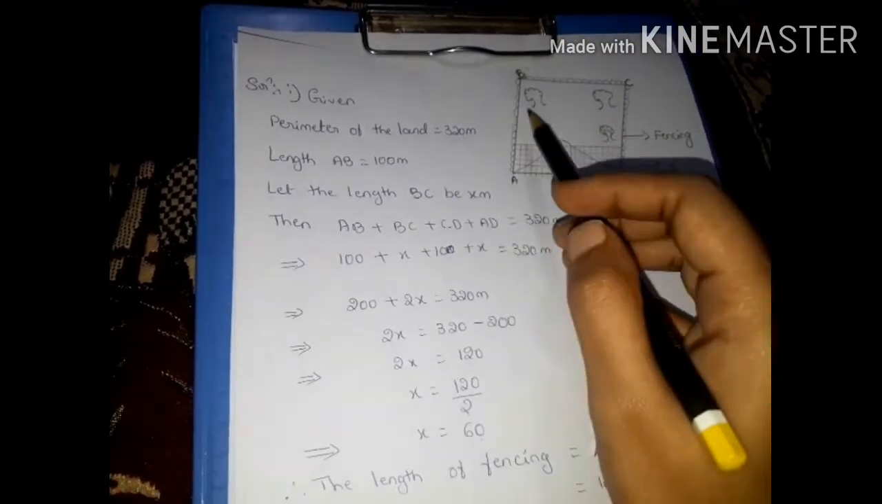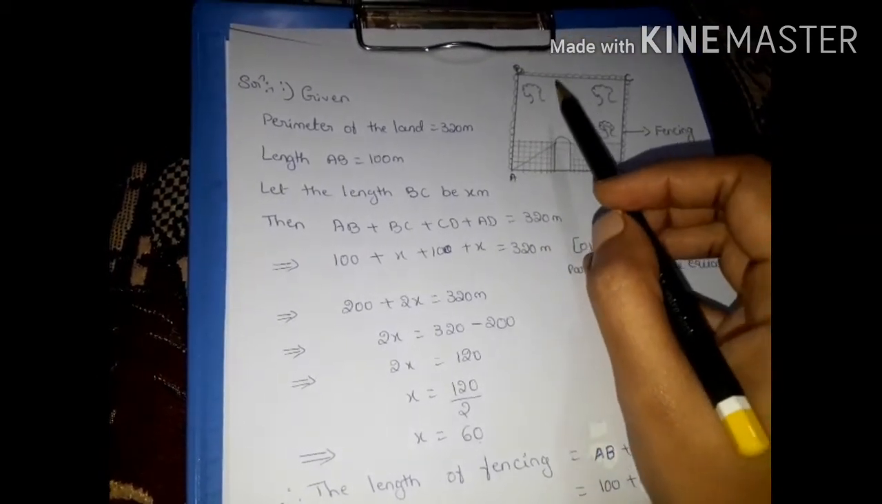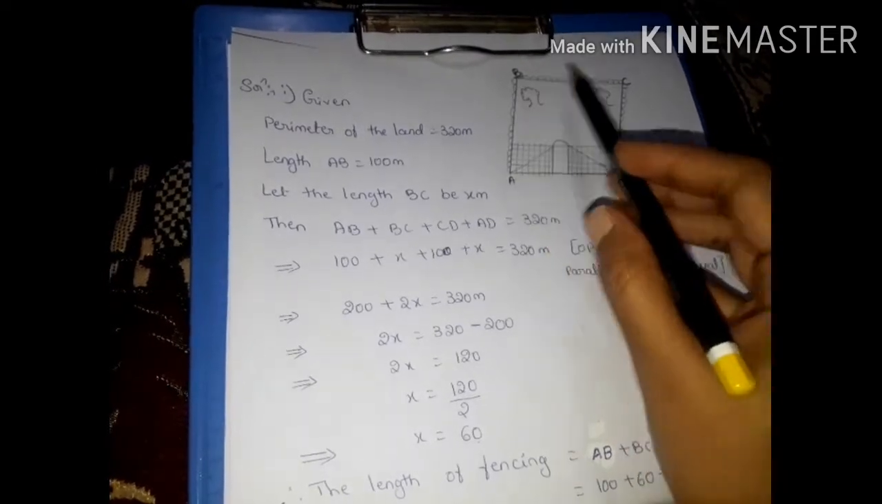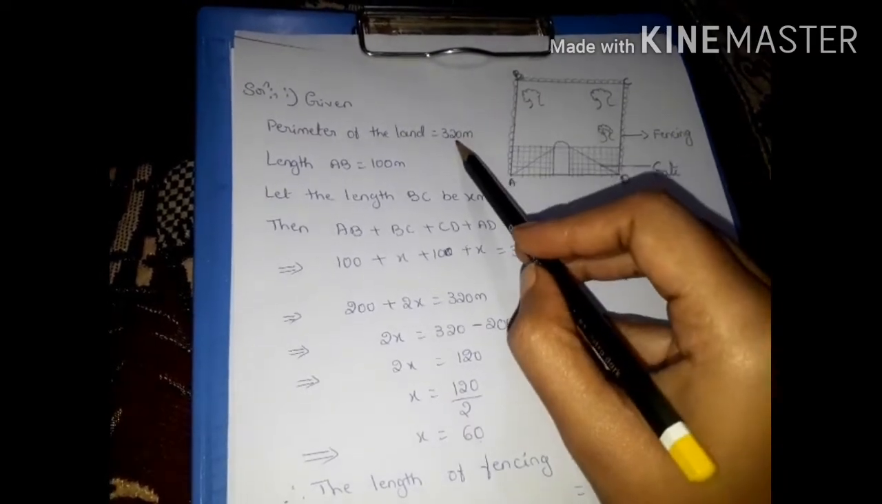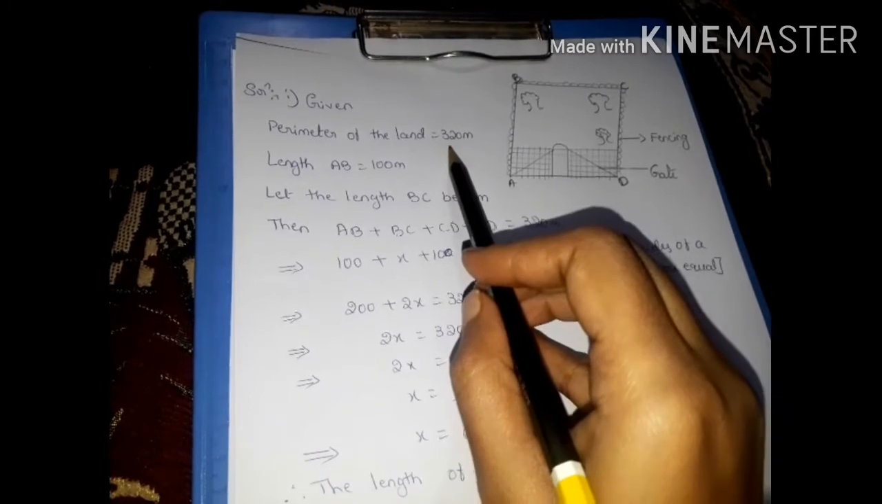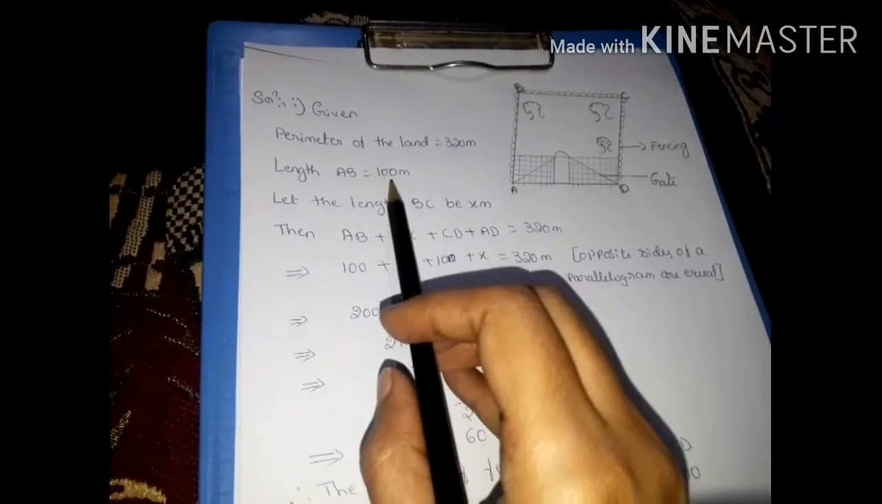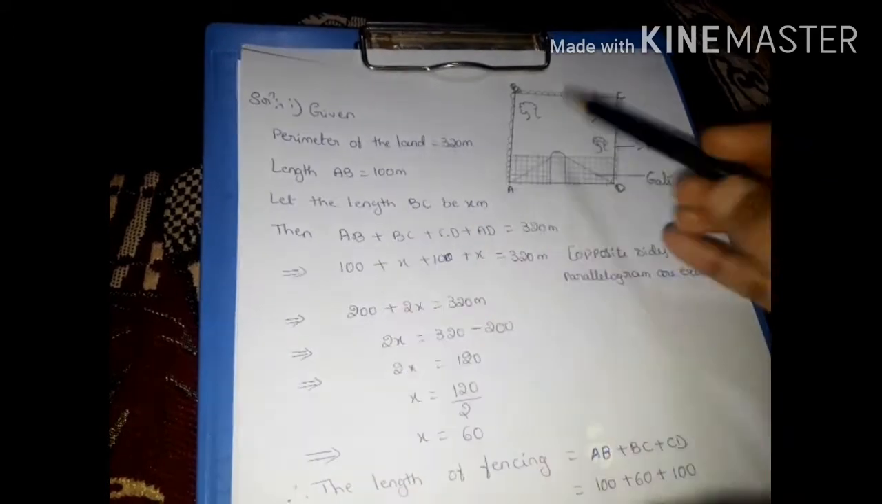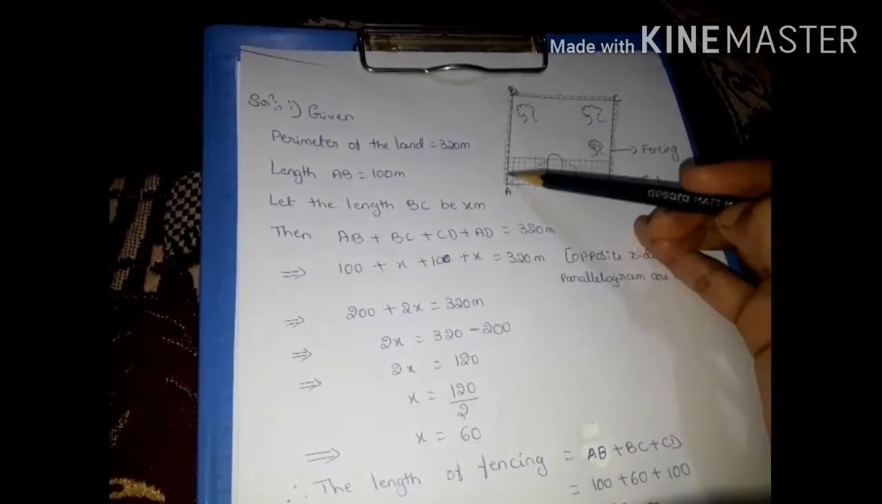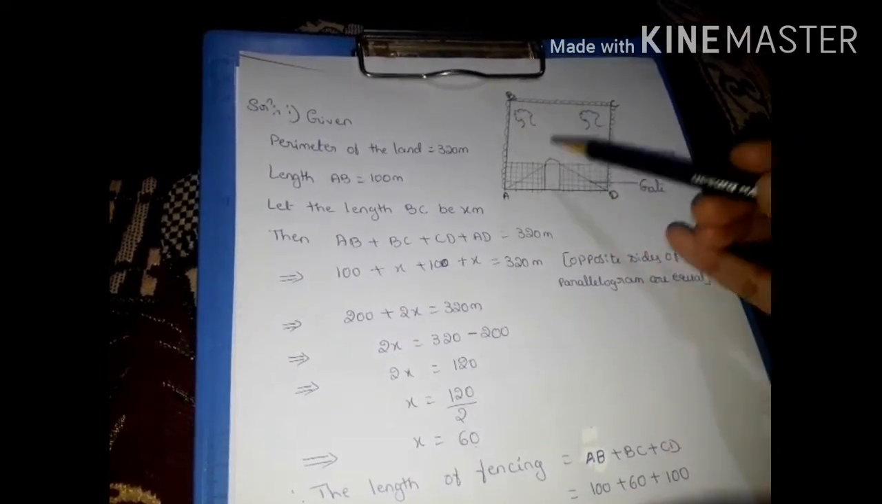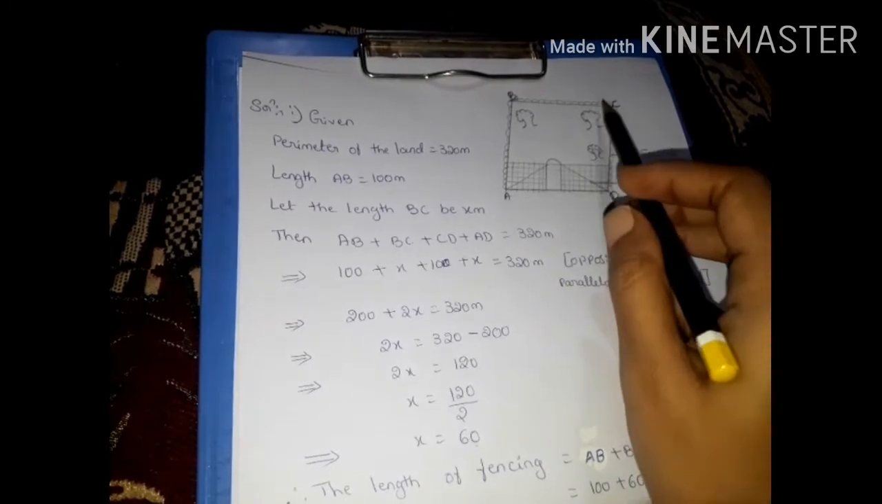Okay. To solve this, first write down what they given. Perimeter of the land is equals to 320 meter. And also one side length given, that is AB equal to 100 meter. Let the length BC be x meter. BC length we don't know, that consider as x.